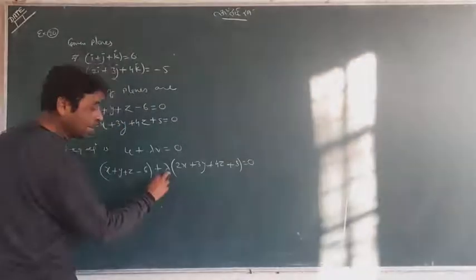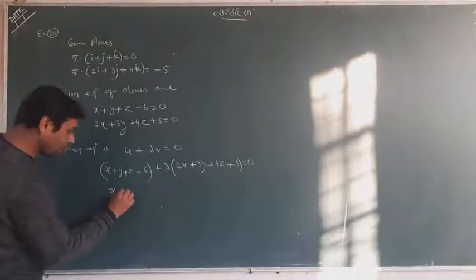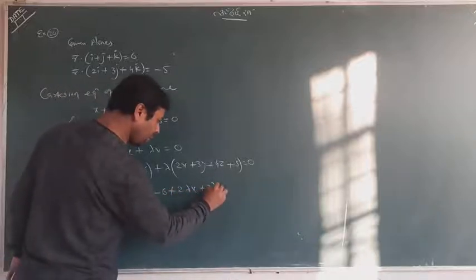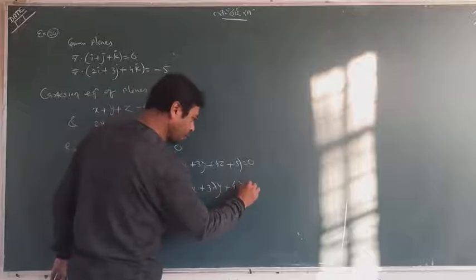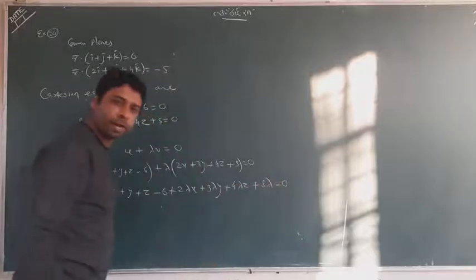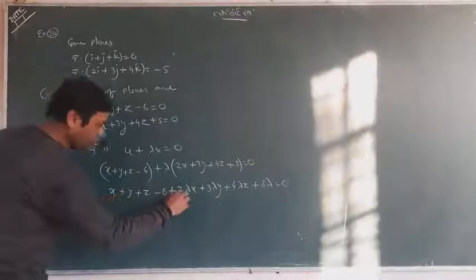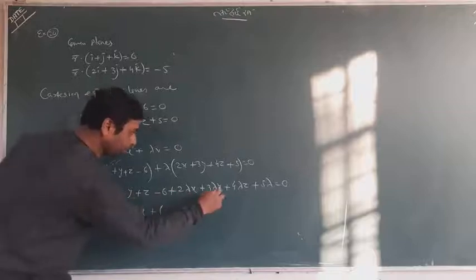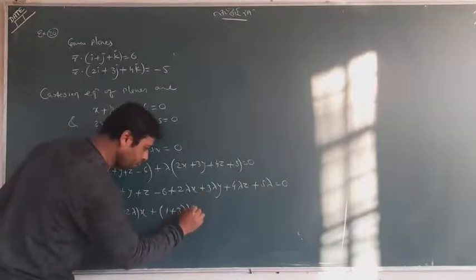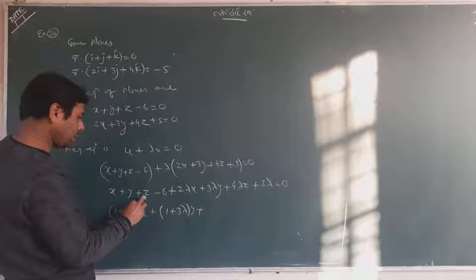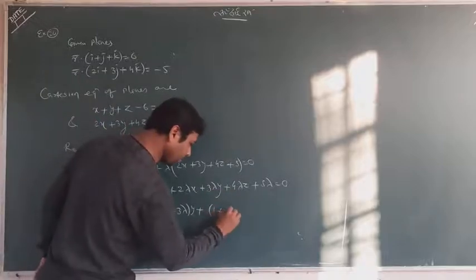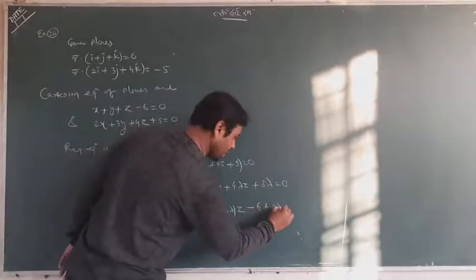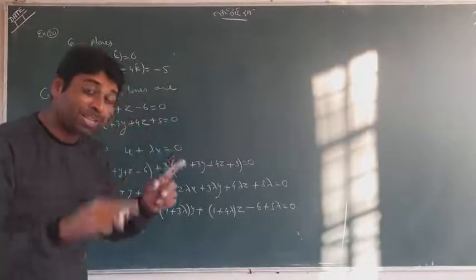How can we multiply lambda? x plus y plus z minus 6 plus 2 lambda x plus 3 lambda y plus 4 lambda z plus 5 lambda is equal to 0, and take common. x and 2 lambda x common, 1 plus 2 lambda will be there. y common, 1 plus 3 lambda will be there. z common, 1 plus 4 lambda is there. Minus 6 plus 5 lambda is there. Can you read now? This is your answer, but lambda is still there.